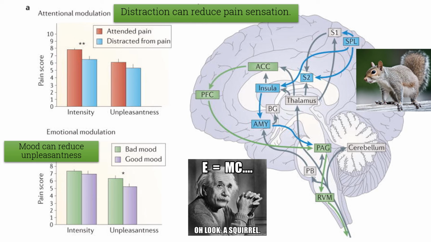Mood can also have an effect on pain perception, not so much on intensity, but on the unpleasantness of the pain. So you can see when the participant was in a good mood, they rated the pain less unpleasant than when they were in a bad mood.